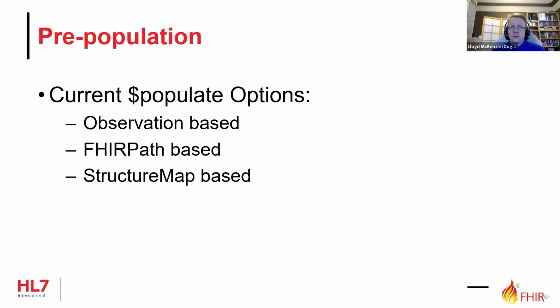We define three different ways of doing population in SDC, not because we like making things complicated. The universe just makes things complicated. We just reflect that reality. The three are observation-based, FHIRPath-based, and StructureMap-based. Observation-based is the simplest.